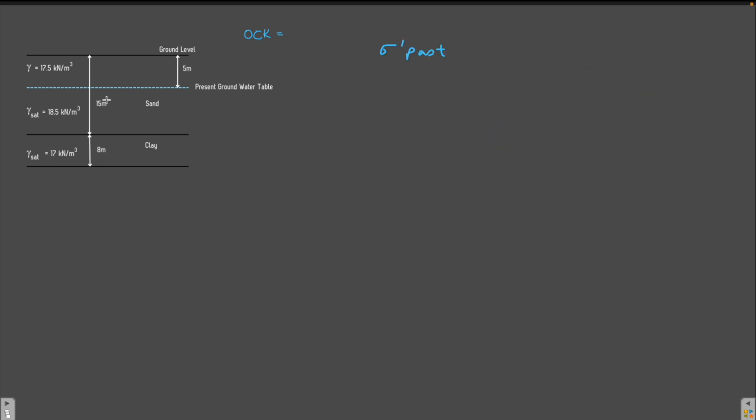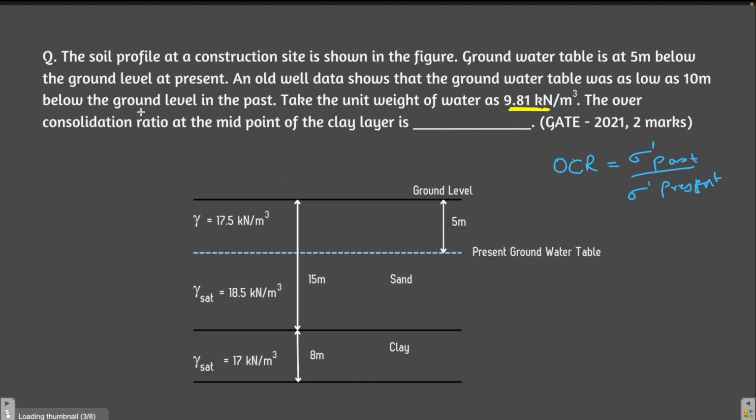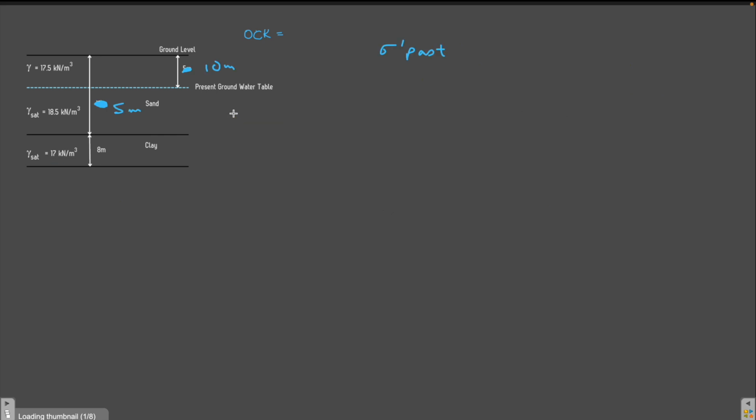Now, next we have to find out sigma dash past, right? Let's do that. In the past, what was the groundwater table? The groundwater table was at a distance of 10 meters from the ground level. If it is 10 meters from the ground level, this is not 15, rather it is 5 meters, if we change the data. It was given in the question that old well data shows the groundwater table was as low as 10 meters below the ground level in the past. So this is not the present, this is the past groundwater table data.